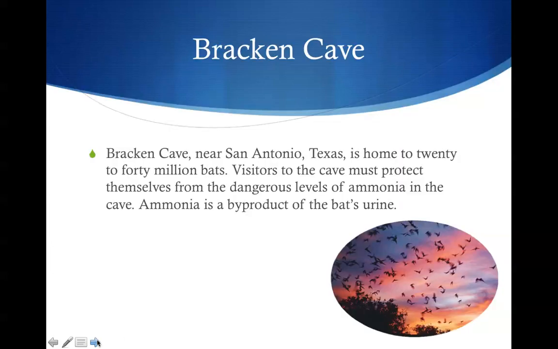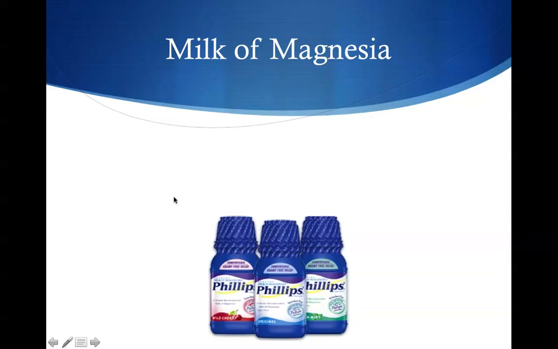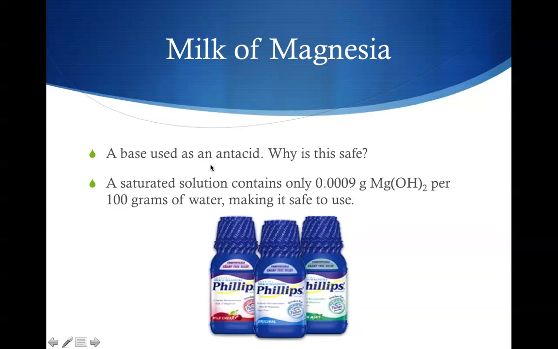Okay? All right, so remember in the Bracken Cave, we talked about in San Antonio, Texas, is home to millions and millions of bats. And remember, there are really dangerous levels of ammonia in the cave. It's a byproduct of the bats' urine. That's why they have to wear those protective respirators, because it's dangerous to our lungs. Milk of magnesia, why is it safe? It's an antacid. It's because it only has a saturated solution, only a very small amount of grams per 100 grams of water, making it safe for you to actually take when you have an upset tummy.